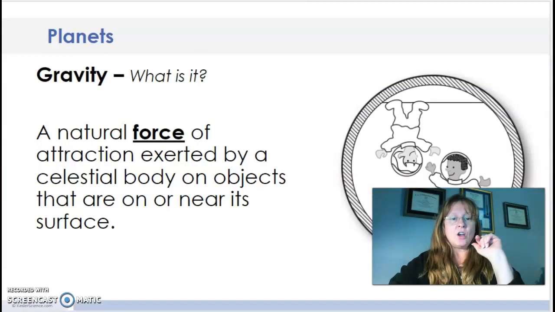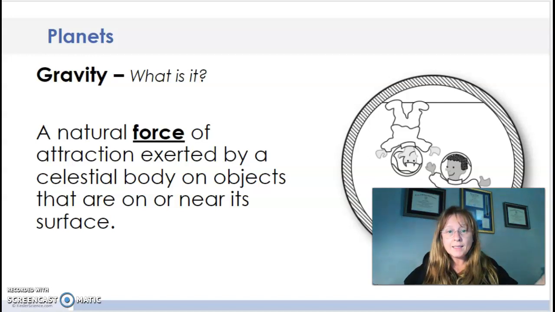All right, so let's start with gravity. What is it? Well, it is a natural force.